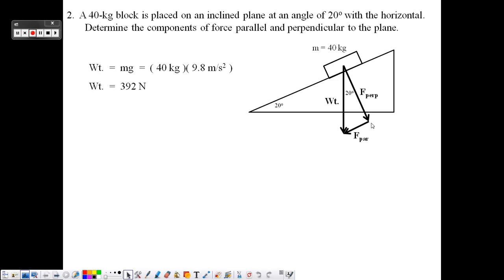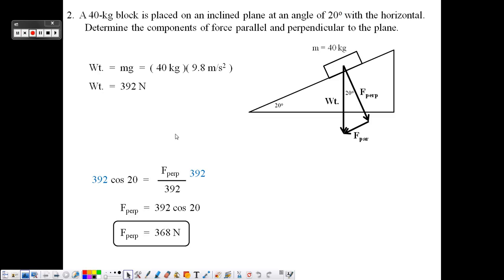I'm going to break that weight vector now into components, perpendicular to the plane and parallel to the plane. These form a right triangle with weight as the hypotenuse, and the little angle in here is 20 degrees, the same as the angle of the incline. To find force perpendicular, which is the adjacent side, I'm going to use the cosine function. Multiplying both sides by 392, my calculator said 368 newtons for force perpendicular.